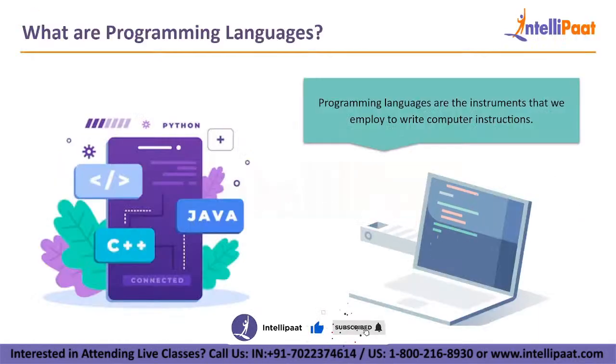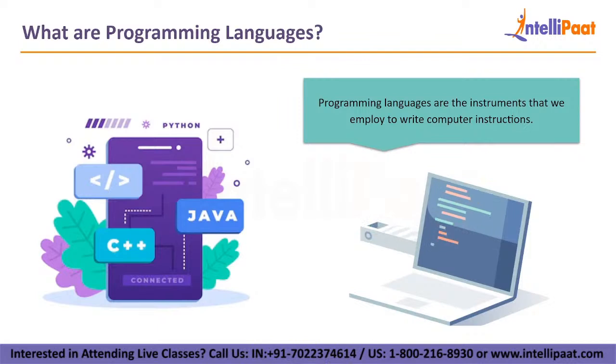Programming languages are the instruments that we employ to write computer instructions. Binary, that is, sequences of ones and zeros, is how computers think. Programming languages enable us to convert ones and zeros into something humans can comprehend and write. A programming language is made up of a set of symbols that act as a translator, allowing humans to convert their thoughts into computer instructions.